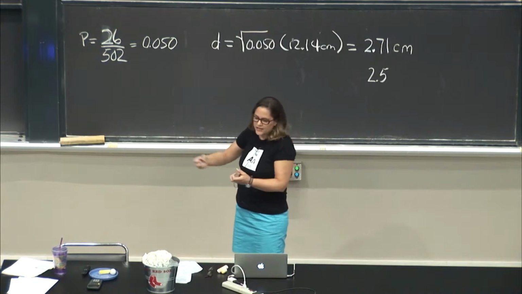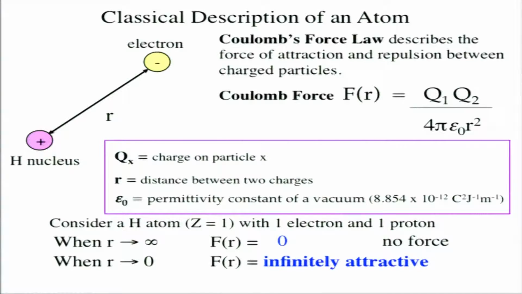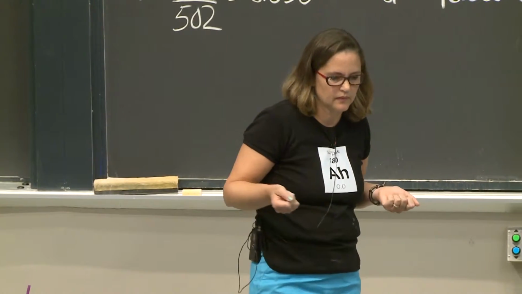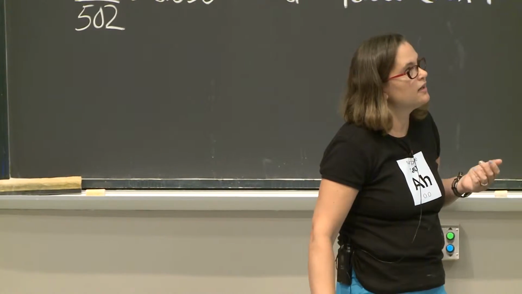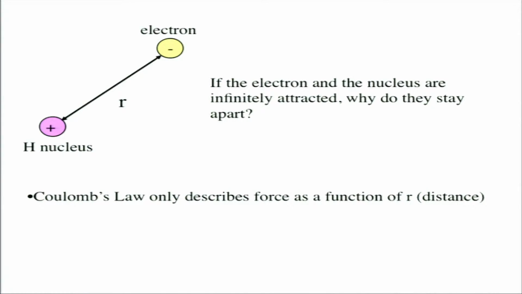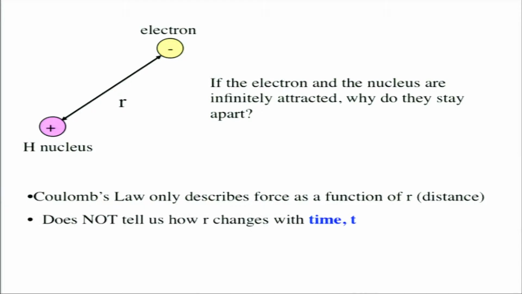So if these things are going to be close to each other, then they should be attracted to each other and collapse into each other. So why then are the electron and the nucleus that are infinitely attracted to each other, why do they stay apart? Coulomb's law is not helping us understand this, but it's really just talking about the force with respect to a distance. It's not telling us anything about what happens when r changes with time.